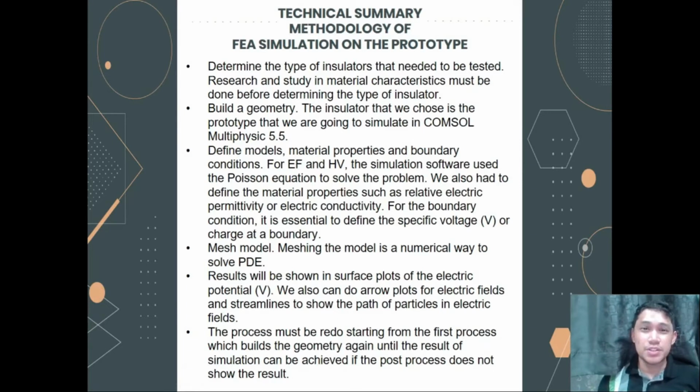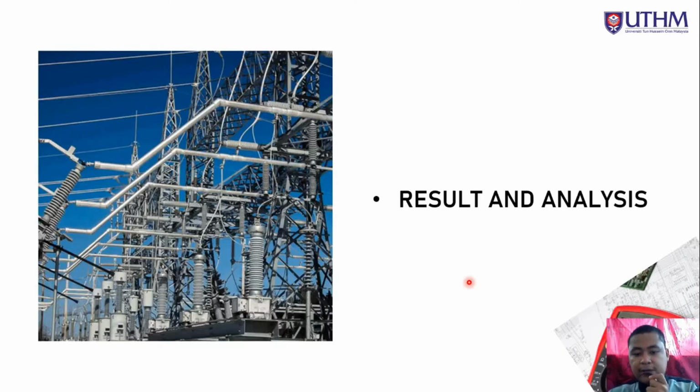Lastly, the result will be shown in the surface plot of the electrical potential. You can also do arrow plots for electrical fields and streamlines to show the paths of particles in electrical fields. If the post-processing does not show the result, troubleshooting of the problem must be done. The process must be redone starting from the first step, which is building the geometry, until the result of the simulation can be achieved. If the result of the post-processing is shown, the data can be recorded and analyzed. So I will explain my part, which is the result and analysis of our FEA work.